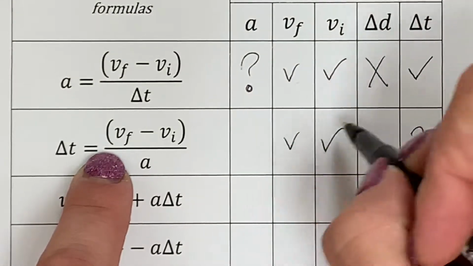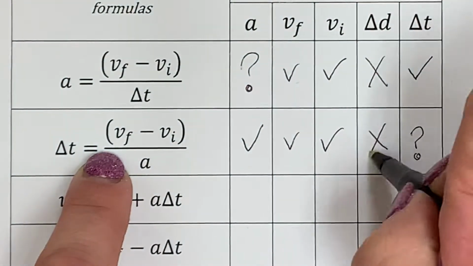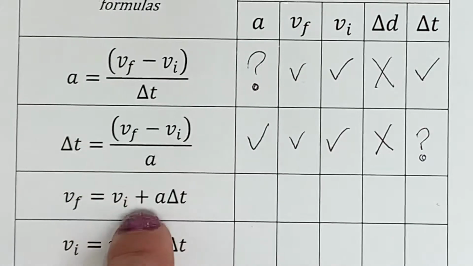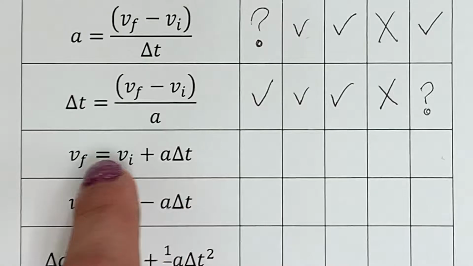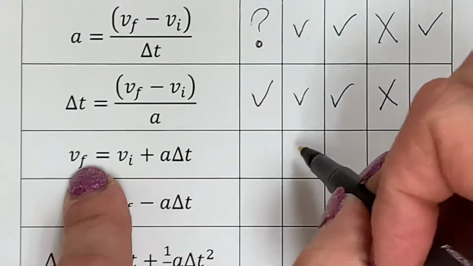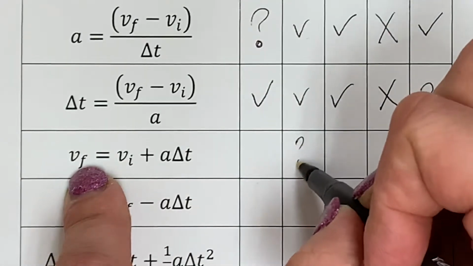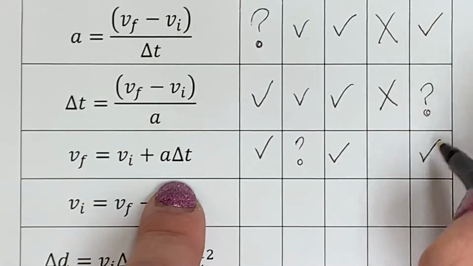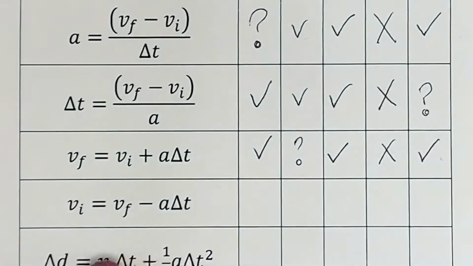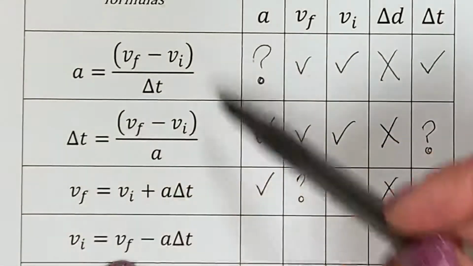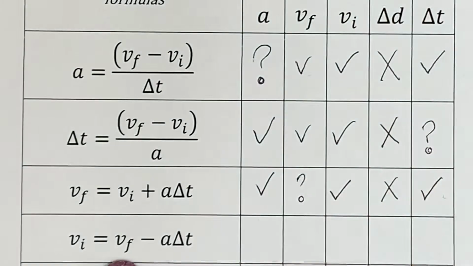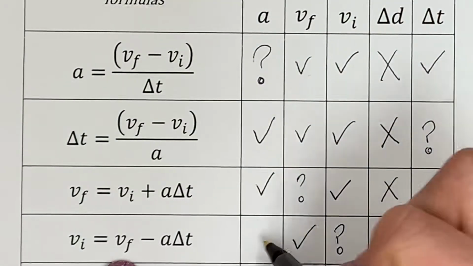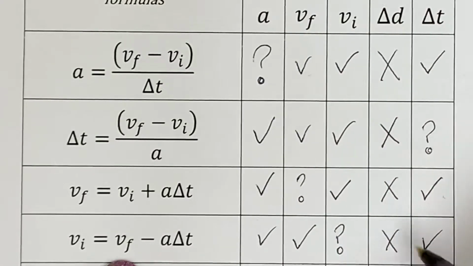Final velocity, initial velocity, and acceleration are present. Displacement is not. If you notice, this formula is just that one rearranged. Again, another rearrangement of the same formula. Final velocity is our question. Initial velocity is present, acceleration is present, and change in time, but not displacement. Our final derivation of this original formula, solving this time for initial velocity, that's our question. Final velocity, acceleration, and time are present, but not displacement.